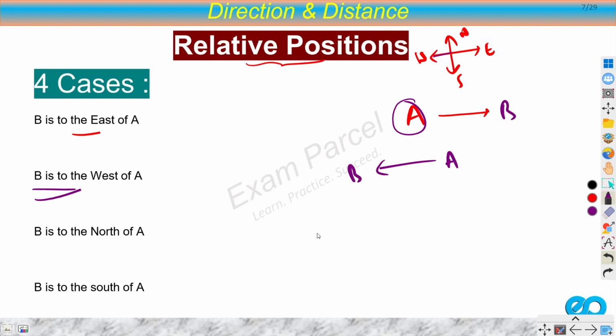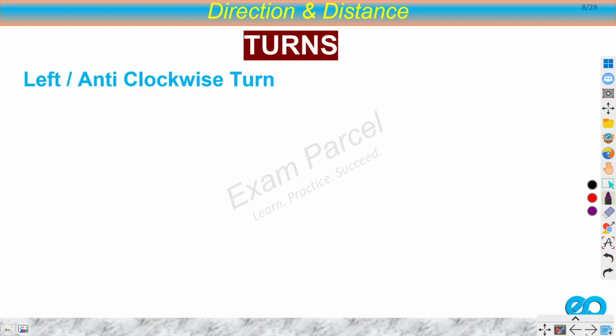B is to the north of A. So we have A and north is the up direction, so B would be in the north. B is to the south of A. So we have A and B is to the south of A. These are very easy ones. We define the relative positions of 2 persons based on given directions. In the questions you will find these statements, so please don't get confused. These are very easy ones, I hope you will not make any mistake.